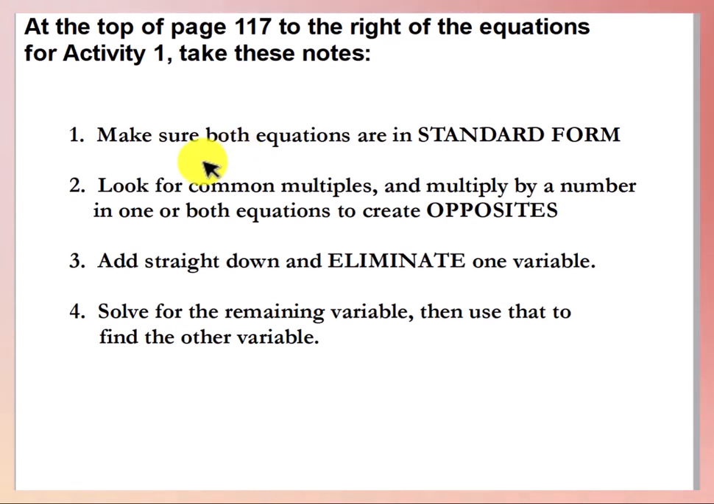First thing that you need to do is make sure that both equations are in standard form. Standard form has both variables on the left and the constant on the right. Look for common multiples and multiply by a number in one or even both equations to create opposites. Then you're going to have everything lined up and you're going to add straight down to eliminate one variable. This, unlike yesterday, is elimination. Yesterday was substitution. Now solve for the remaining variable and then use that to find the other variable.